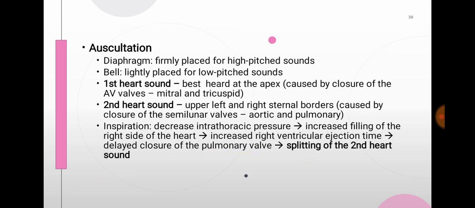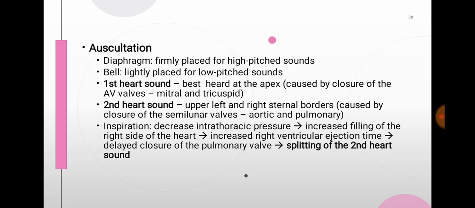For auscultation, you use both sides of your stethoscope, your diaphragm and your bell. For high-pitched sounds, you use your diaphragm. And for low-pitched sounds, you can use your bell. So whenever I have difficulty in hearing murmurs, I first focus on where it is loudest, and then I try to use my bell so that I can hear it.